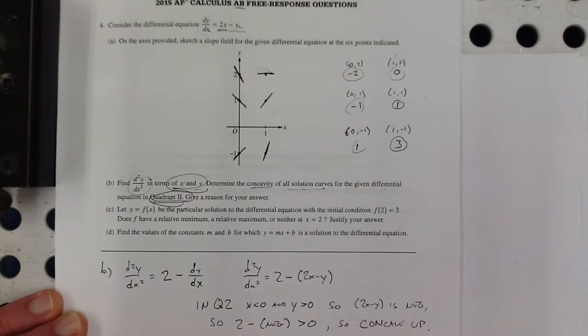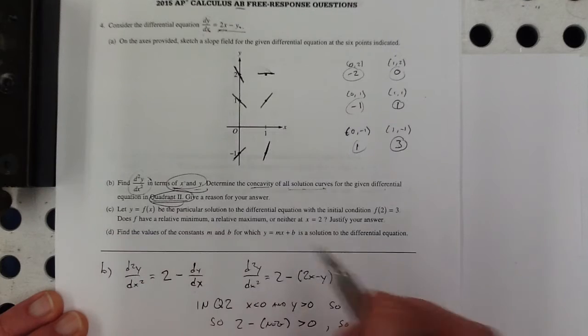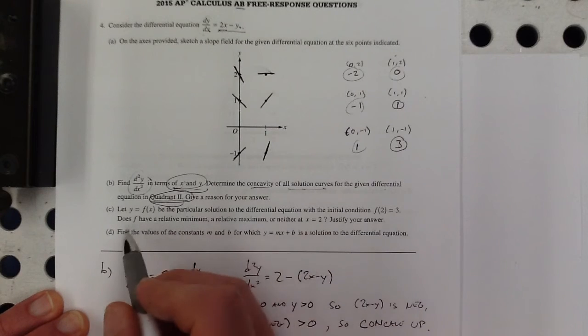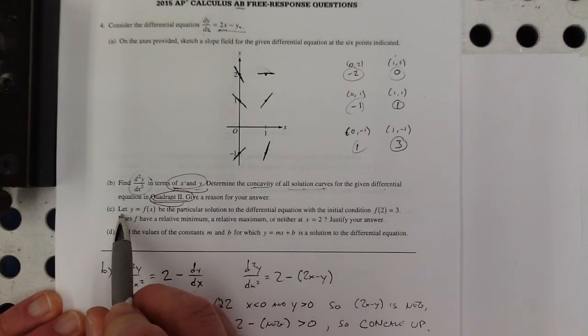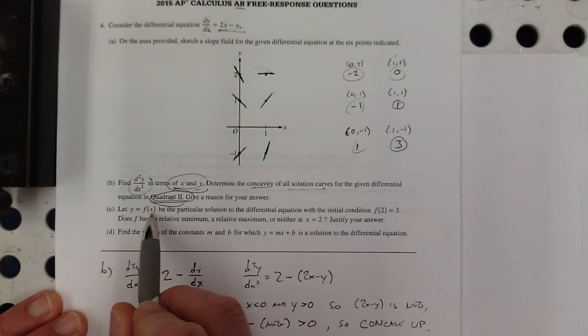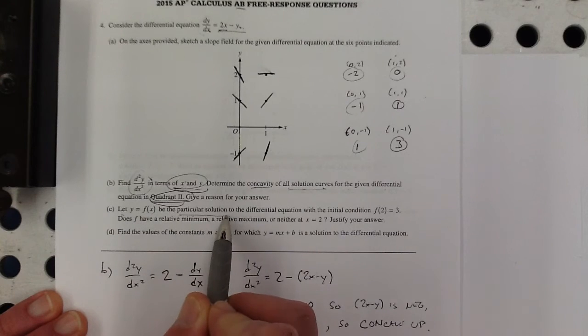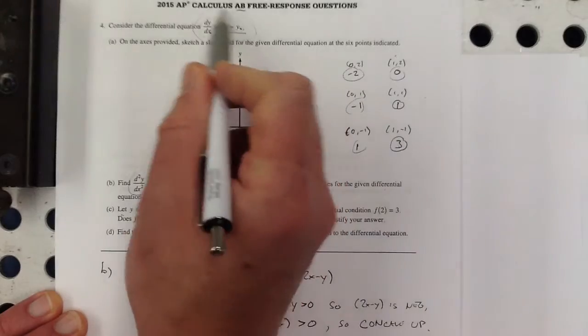So a little reasoning there, not too tricky. You just got to think about what you know and do the best you can and see if you can get a good explanation for whatever it is you're trying to explain. For part C, let y equal f of x be the particular solution. That means we're going to solve this.